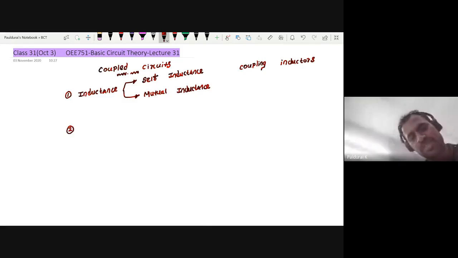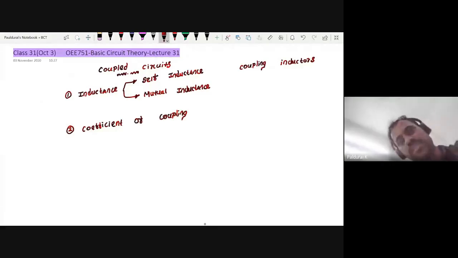The next one, coefficient of coupling, is another interesting parameter. Suppose we are coupling two inductors. How well are these two coupled? How strong is the bond between the two? That is explained by the coefficient of coupling K. The mutual inductance is M, and the inductance is L.